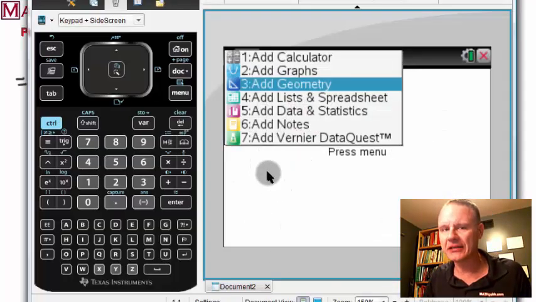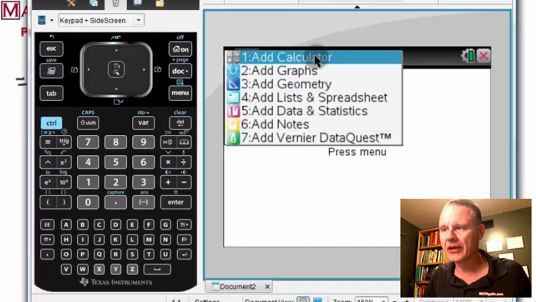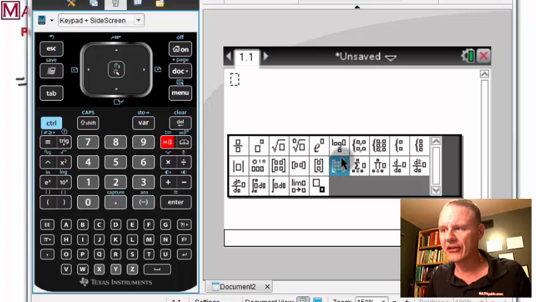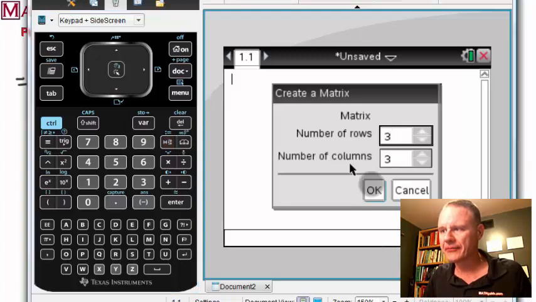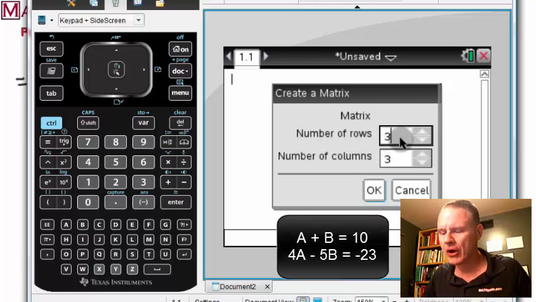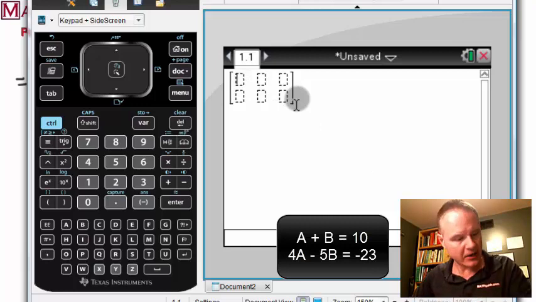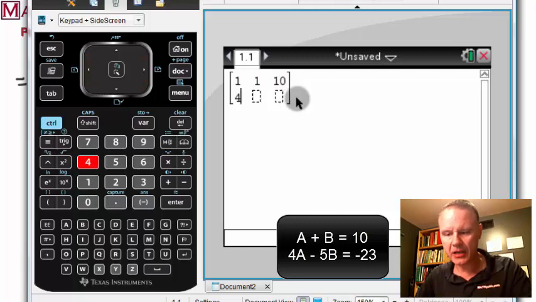So here I've got a TI Inspire calculator waiting. I'm going to pull up calculator. And if you hit the button right by the 9, you're going to see what looks like a 3 by 3. So I'm going to click on that. I am now going to use, let's see, 2 rows, 3 columns. Yep. And I'm going to put my numbers in there. So I wrote this down. So it should be 1a plus 1b equals 10. And then we put a 4a minus 5b equals negative 23.